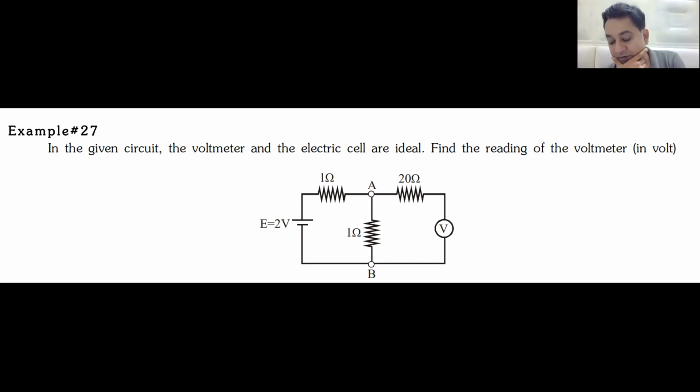What do you mean by an ideal voltmeter, Bacha? It has infinite resistance. Do we get this? Yes, sir. Infinite resistance. An ideal ammeter is an ammeter which has zero resistance. So basically, they are saying the resistance of the voltmeter is zero.